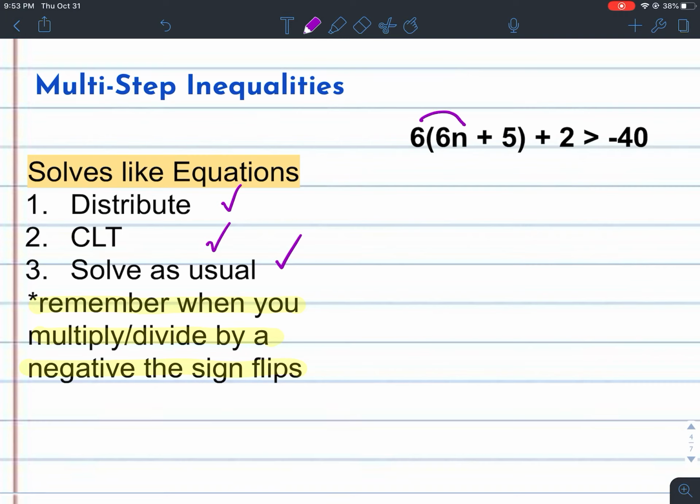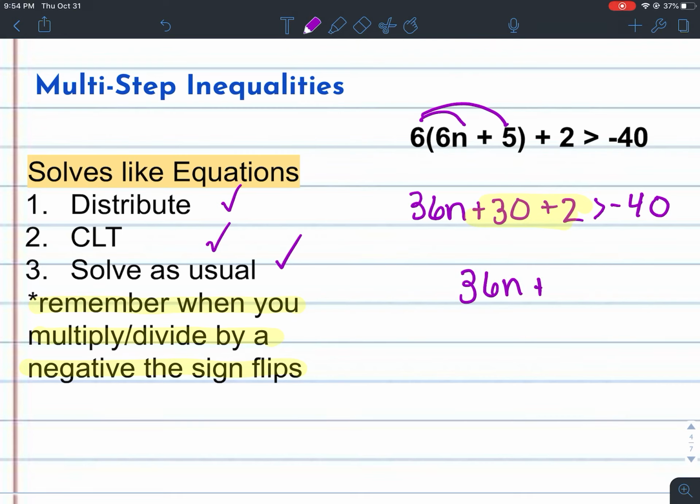So the first thing that we're going to do is distribute if we can. In this case, we can. So that would be 36n plus 30. And then we'll bring down everything else. And from there, we're done with distributing. Now we can combine like terms. Because the 30 and the 2 are on the same side, we can put those together. That would be 32. And then we'll subtract 32 from both sides and get 72.